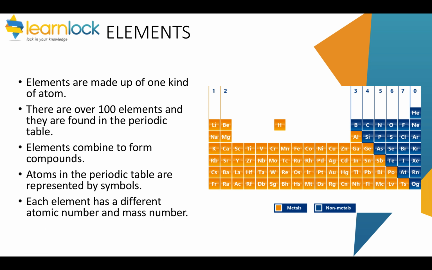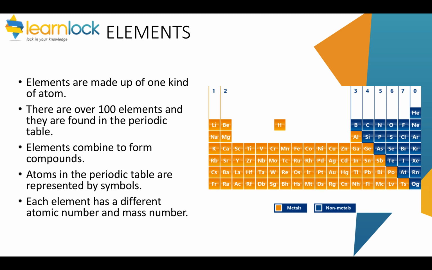Elements are made up of one kind of atom. So say for example oxygen, that is made up of only oxygen atoms. Or lithium. Lithium is made up of only lithium atoms. There's over 100 elements and they're found in this periodic table. And in later tutorials we'll look through the periodic table in more detail.